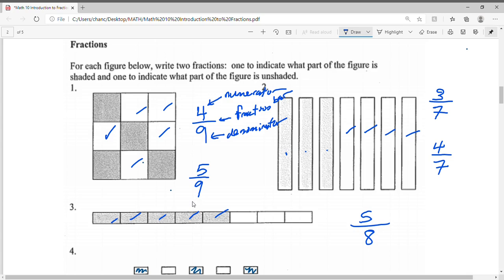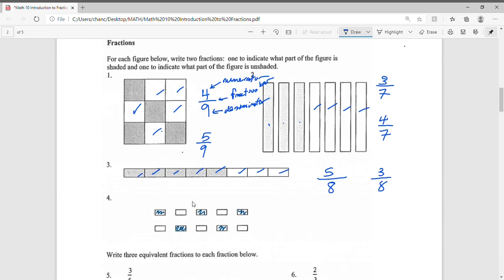And how many are unshaded? Well, we have 1, 2, 3 pieces unshaded. This is 3 out of 8 pieces unshaded. So fractions represent what part of the whole we're referring to. We know 5/8 is shaded and 3/8 is unshaded. Now, of course, this is super easy for most of you. I understand that. But you're going to be teaching your students fractions, and you want to be able to understand the concept of what a fraction is. It represents a part of a whole.